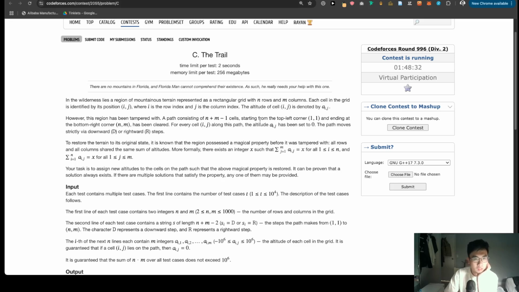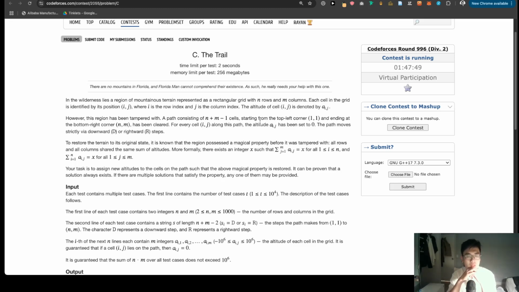In a region lies a mountainous terrain represented as a rectangular grid with n rows and m columns. Each cell in the grid is identified by its position i j, where i is the row index and j is the column index. The altitude is a i j. A path consisting of n plus m minus 1 cells, starting from here and ending at here, has been cleared, so it's n minus 1 plus m minus 1. I guess it's n cells and then m minus 1 cells. For each cell i j along this path, the altitude has been set to 0. The path moves strictly downward or rightward, so down or right.